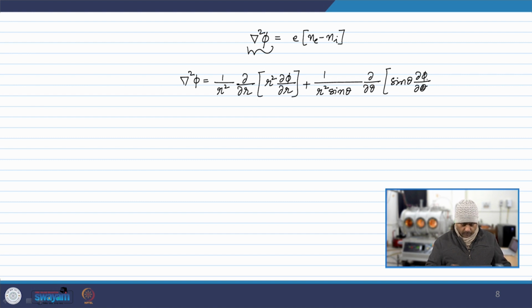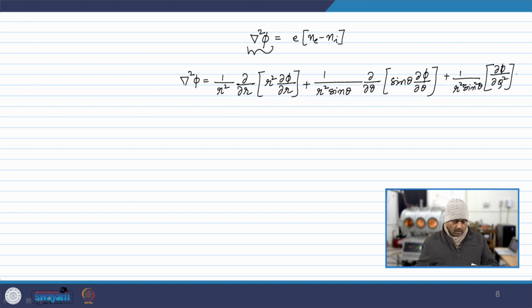plus 1 by r square sin square theta times dou square phi by dou phi square. This is the expression for del square phi. So, don't think about how I got this expression. This is the pretty standard Laplacian in the spherical polar coordinate system. So, ideally, when n i is equal to n e, our potential simply becomes 0. This is the initial condition, right? We are deviating away from it, right?